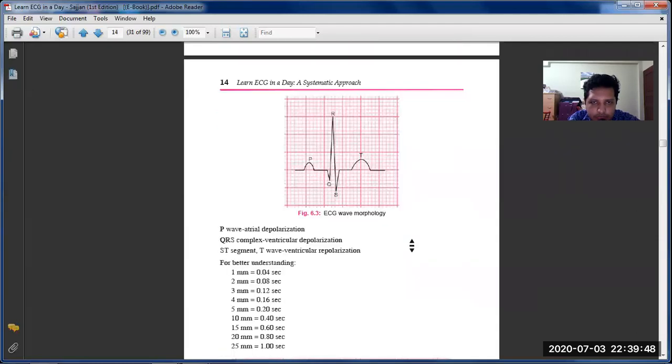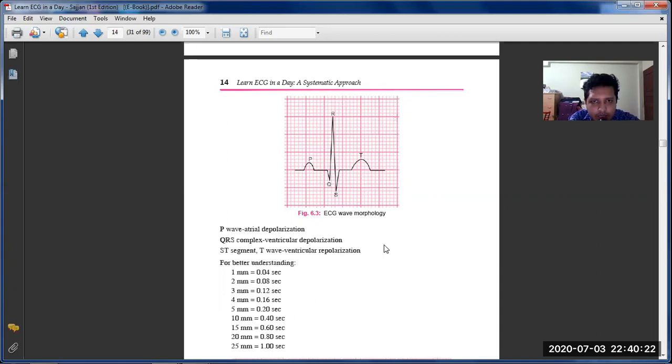Now the waves of the ECG. We all know that there are certain waves of the ECG: P wave, then Q, R, S, and a T wave. QRS is collectively known as the QRS complex. P wave denotes atrial depolarization, QRS denotes ventricular depolarization, and T wave denotes ventricular repolarization. Here we can see that atrial repolarization has no individual wave. It is intermingled in the ventricular depolarization waves.